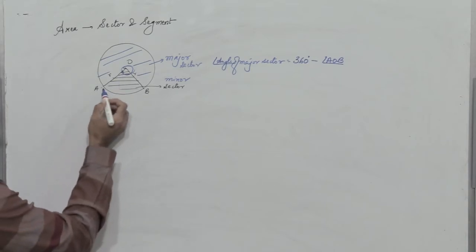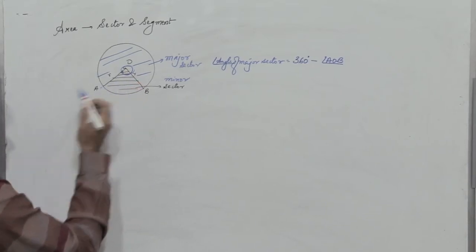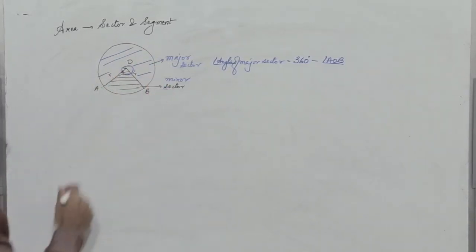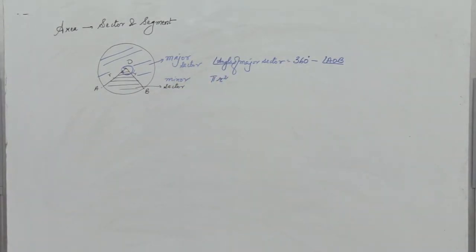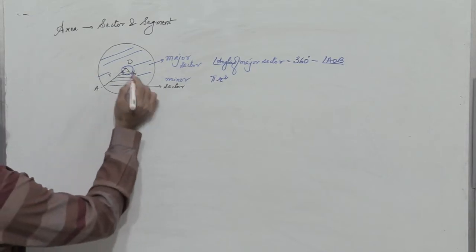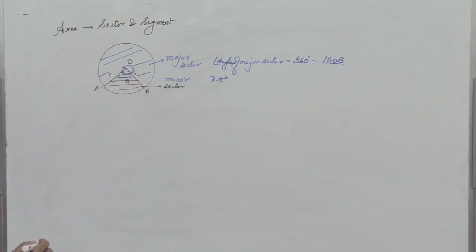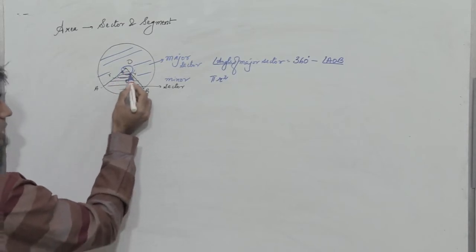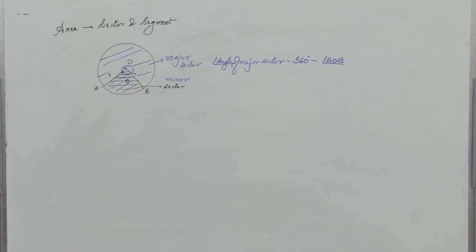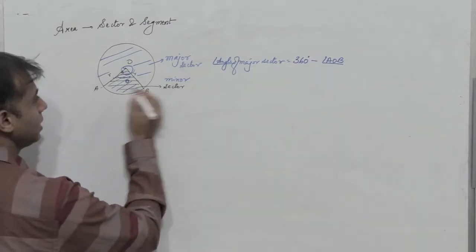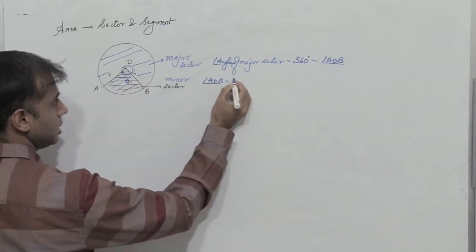Now if I want to find the area of this minor sector, what is the area of the entire circle? The area of the entire circle of course is pi r square. Let us assume that the angle AOB is theta, right? So now if I want to find the area of this sector here, that would be this area making an angle theta at AOB.